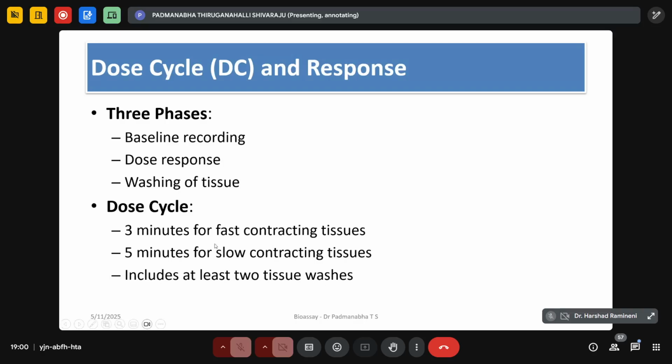The dose cycle is 3 minutes for fast contracting tissue and 5 minutes for slow contracting tissue, and include at least 2 tissue washes in between so that concentration accumulation will not happen. That way you can keep the tissue viable for a longer period of time, so that desensitization can be removed. You can make the tissue much more sensitive when we include tissue washes in between.